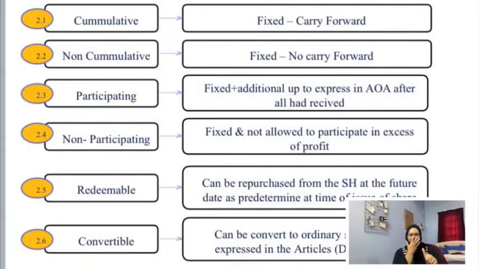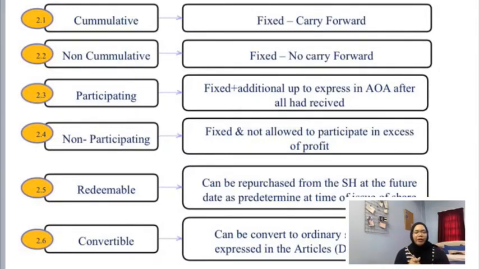First is cumulative preference share. The holder will get a fixed dividend every year, and if the company cannot afford to pay the dividend to the holder, they can bring it forward to the next year. But for the non-cumulative, it will get a similar fixed dividend every year, but they cannot bring it forward to the next year. So that's the difference between the two.